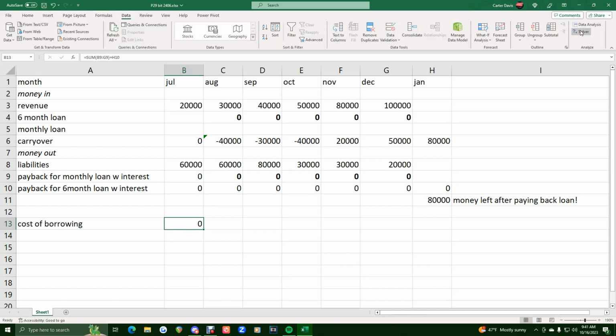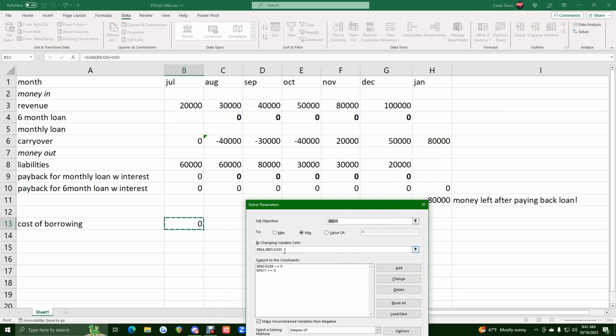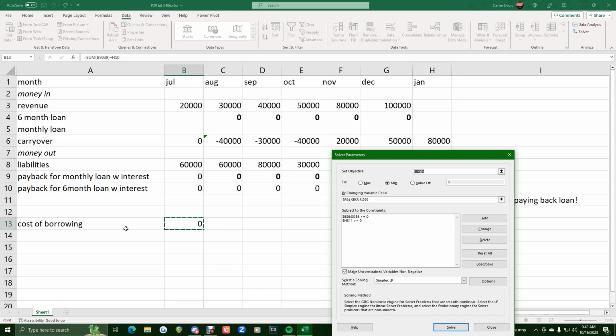So now in Solver, we are minimizing the cost of borrowing. That's B13. Changing variable cells, again, that's B4, the 6-month loan amount. And then we put a comma, and then we highlight all of B5 through G5, the monthly loan amounts. Let me make sure this is all right. Yeah, this should be valid, because we're minimizing that, and that incorporates the interest.